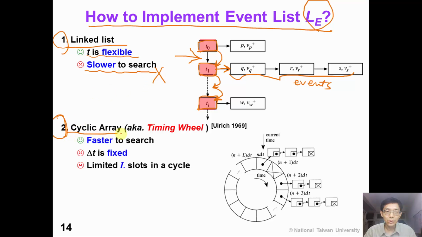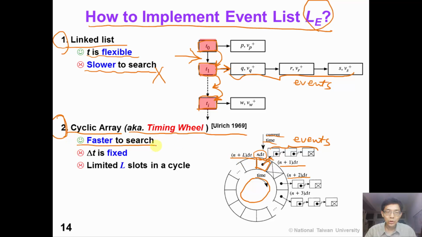The second implementation is using a cyclic array data structure. This is also known as a timing wheel, proposed by Ulrich in 1969. The array is arranged in a cyclic fashion. Suppose that each slot represents a timestamp. Under each timestamp, we have a linked list of events. Suppose the current time is now n delta t. The next timestamp will be n plus 1 delta t. The third timestamp is n plus 2 delta t, and so on. The maximum time slots available is n plus L delta t.